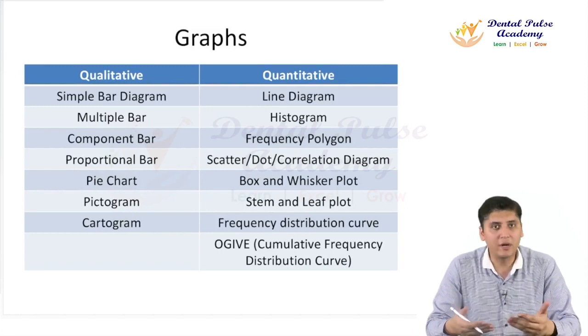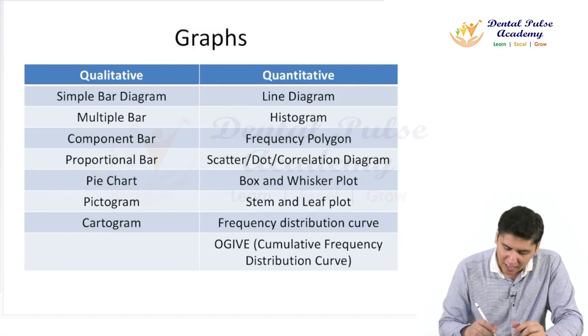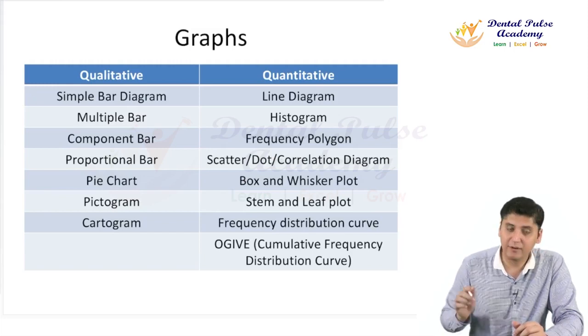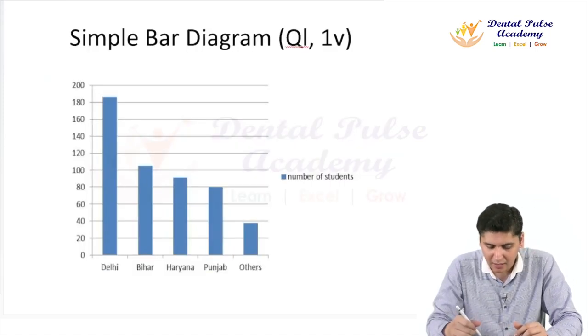Qualitative graphs show qualitative data, and quantitative graphs show quantitative data. The types of qualitative graphs we have are the simple bar, multiple bar, component bar, proportional bar, pie chart, pictogram and cartogram. First we'll do the qualitative graphs. Number one is the simple bar diagram.